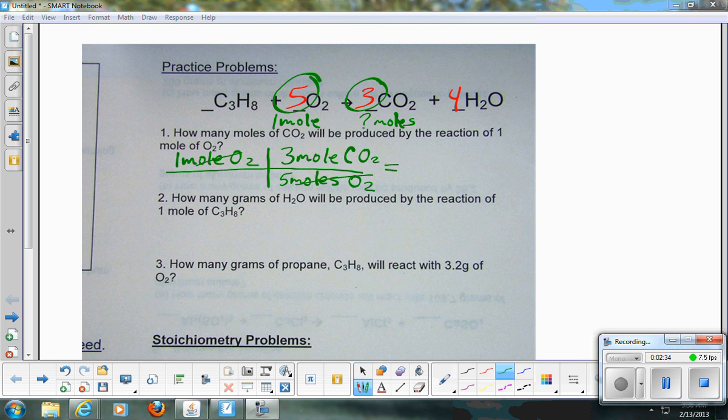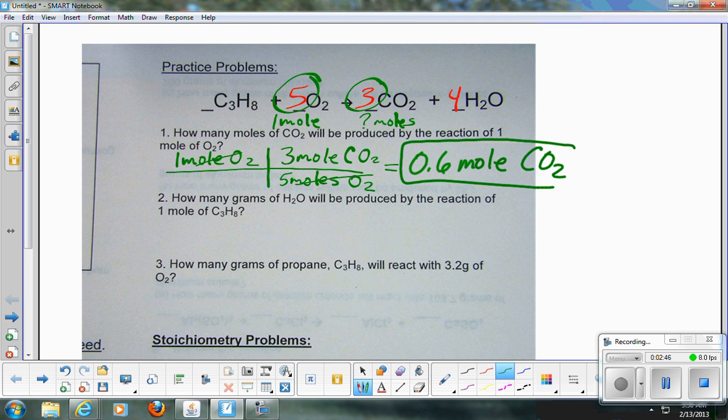3 divided by 5 is what? One more time? 0.6. 0.6, and we would put moles of CO2. Circle or square your answer.